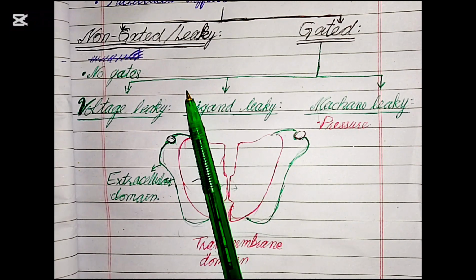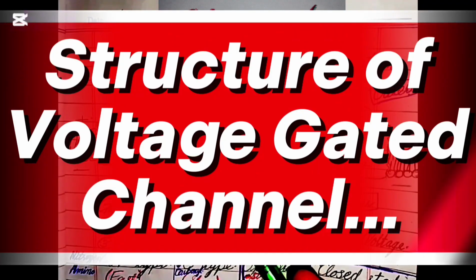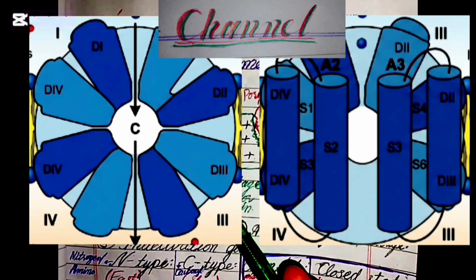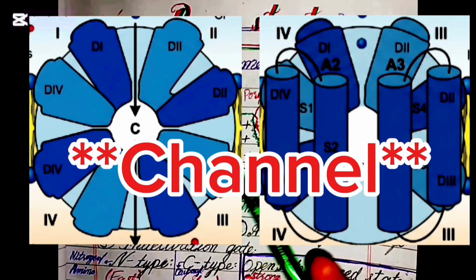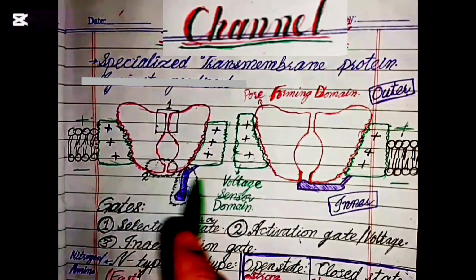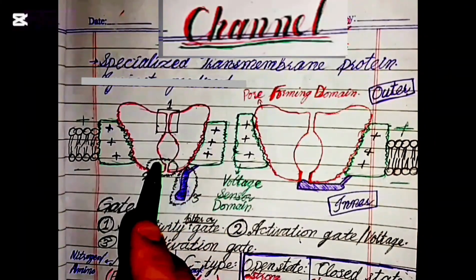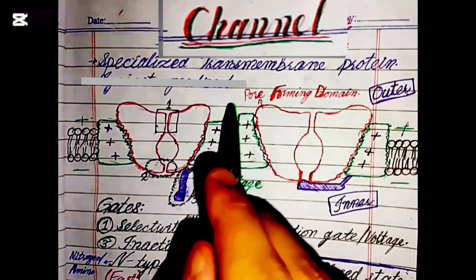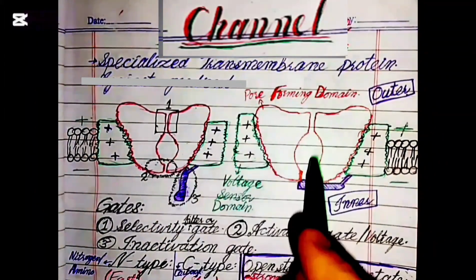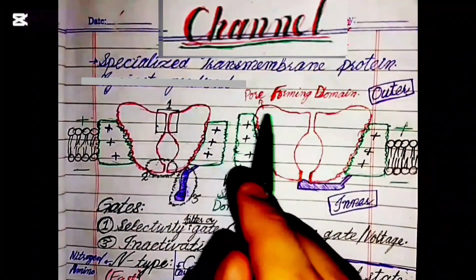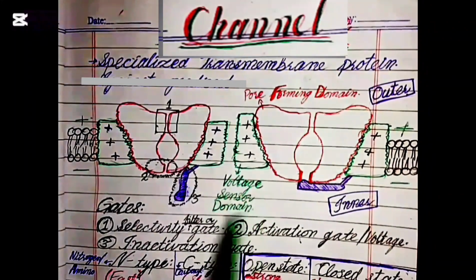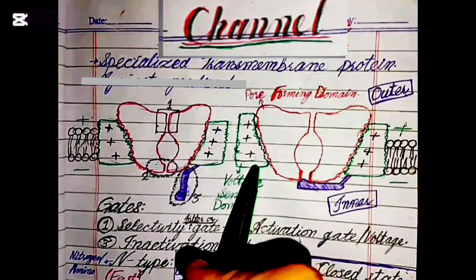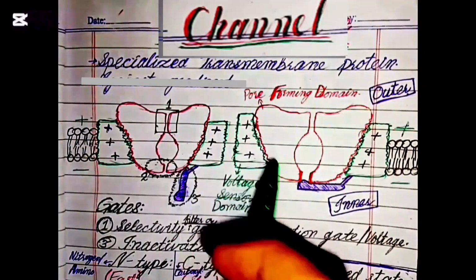Now come to the voltage gated channel. Look at the screen. Each channel has subunits. Mostly there are 4 subunits in each channel, and every subunit is mainly divided into 2 domains. The larger, bigger one that you are seeing is called the pore forming domain, and the smaller one is known as the voltage sensor domain. This is mainly sensitive to voltage.